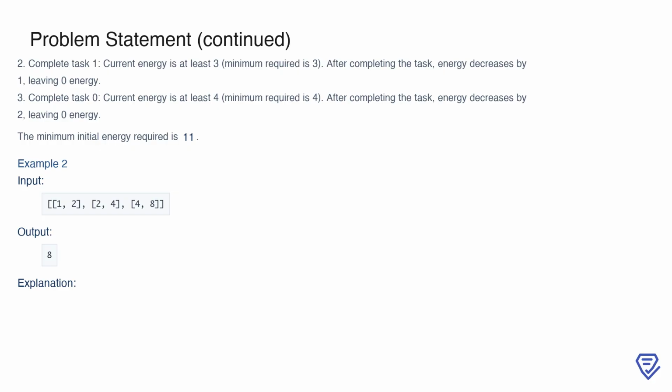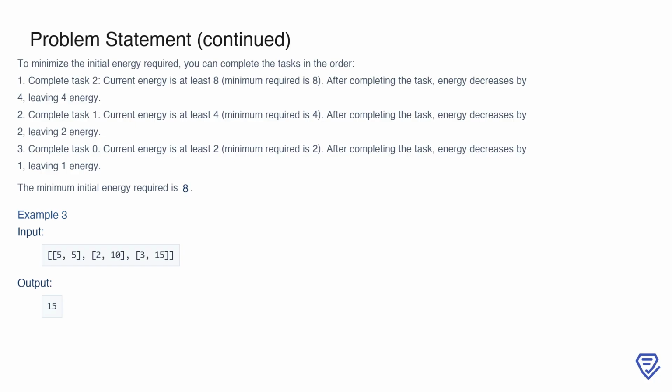However, with an initial energy of 11, you would have had enough to meet this requirement. After task 1 is completed, the energy decreases by 1, leaving you with 0 energy. Finally, you complete task 0, which requires at least 4 energy. Again, this is why starting with 11 energy is necessary. It ensures you meet all the minimum requirements at each step. The energy decreases by 2 after this task, leaving you with 0 energy again. So, the minimum initial energy required here is 11.